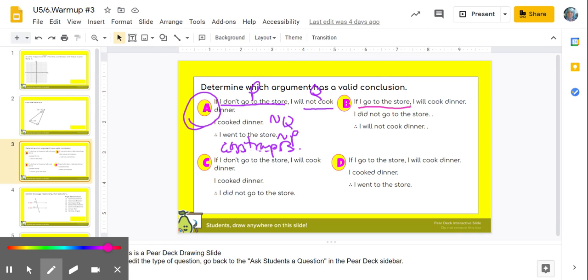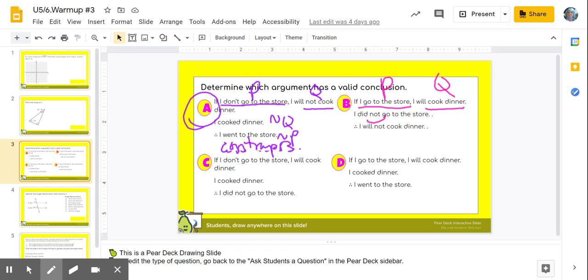I go to the store, that's P. I cook dinner, that's Q. I do not go to the store, that's not P. And I do not cook dinner, that's not Q. This is inverse. I've inserted not. Inverse has a V in it. It's not valid. So it can't be B.